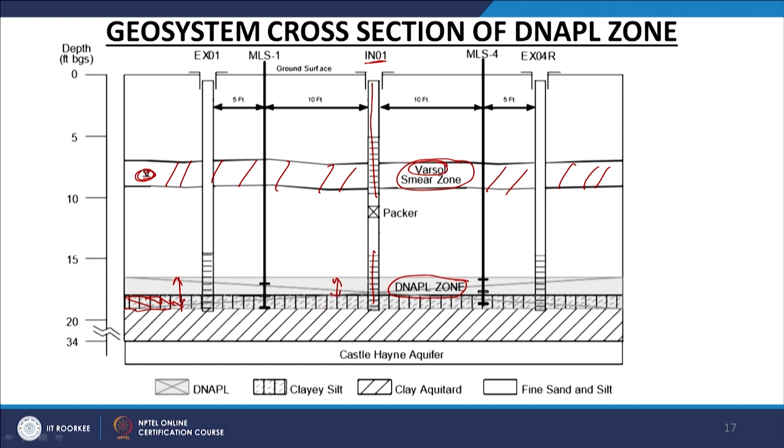So, we have the injection well, right, and then we have the extraction well out here. The spacing seems to be around 15 feet, and then they also have monitoring locations in between, right. So, these are the relevant aspects to keep in mind.